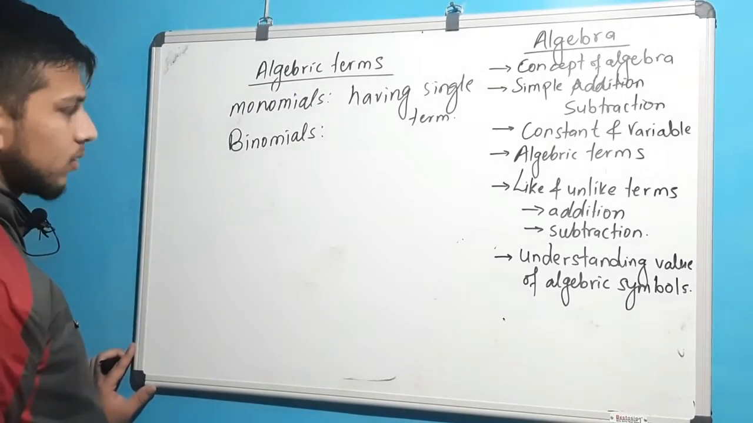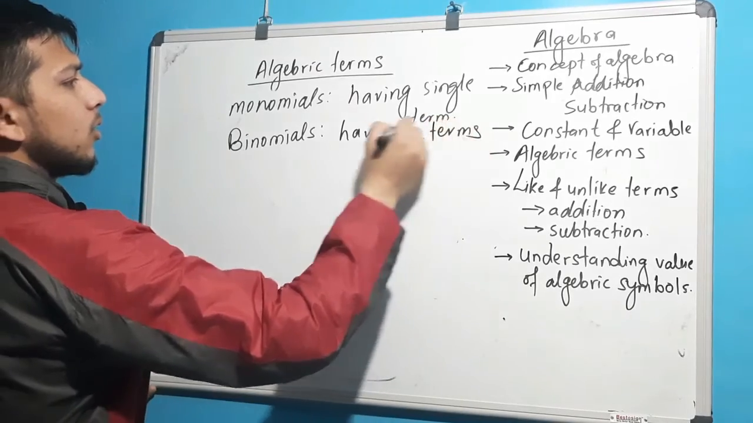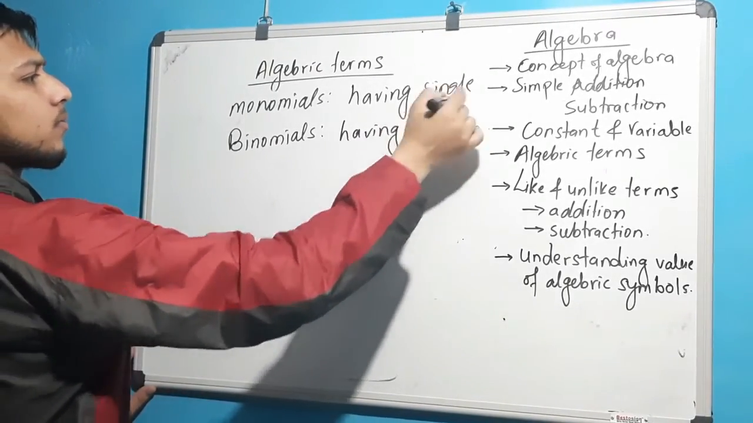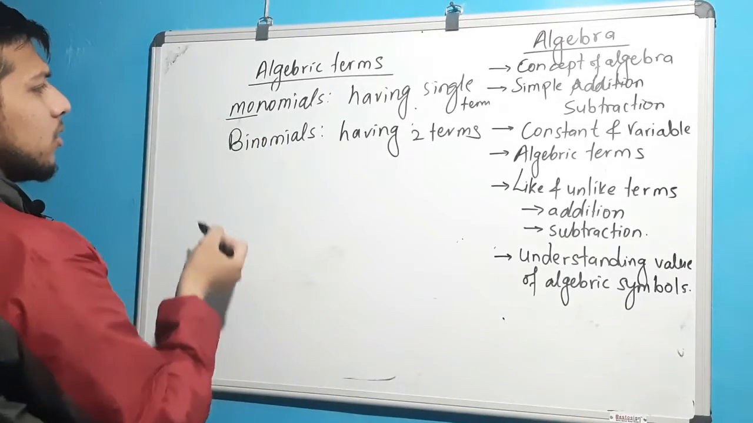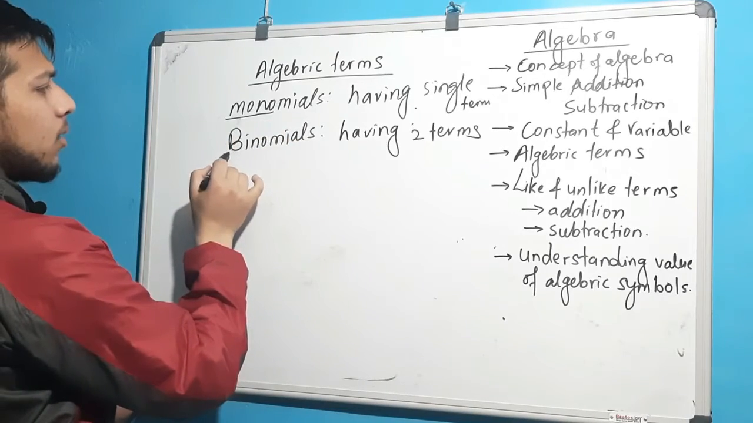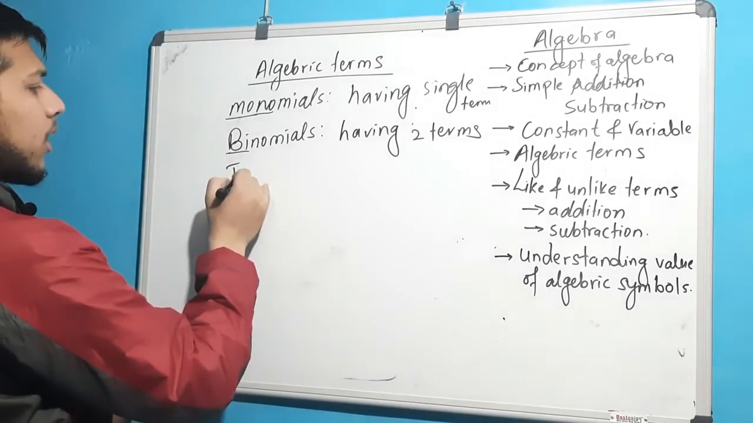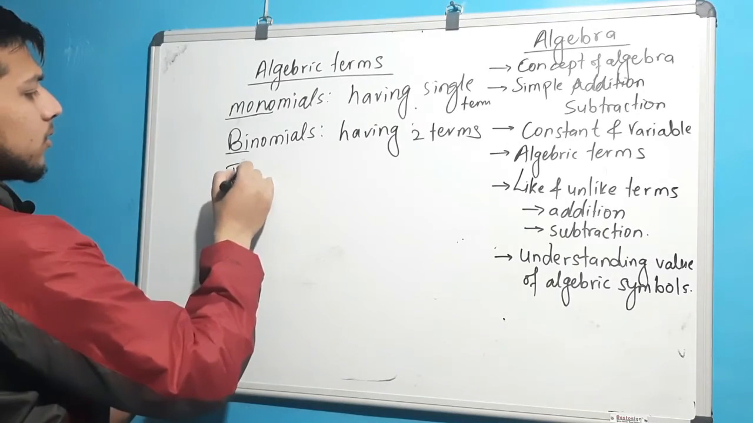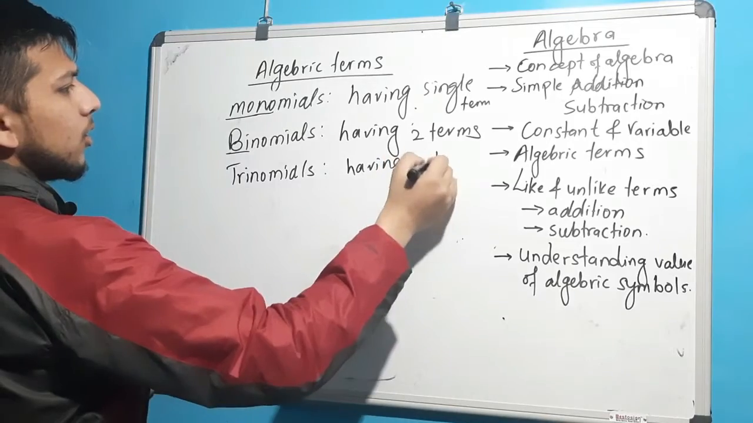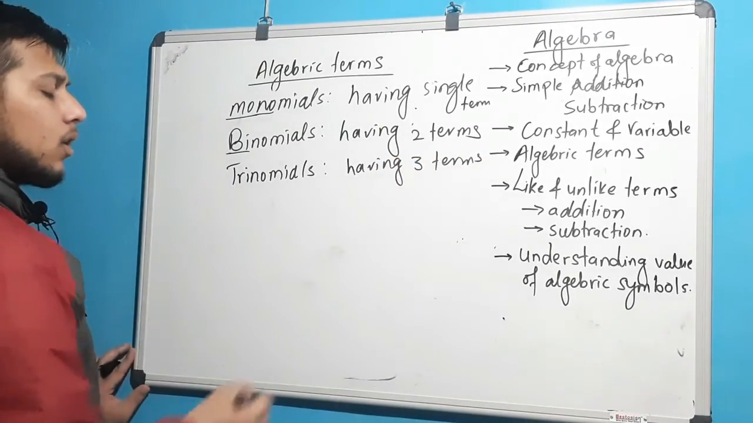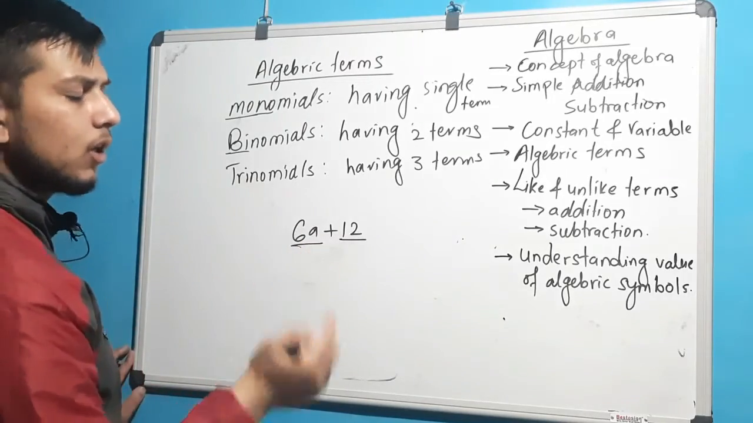What do we mean by binomials? Binomials mean having two terms. You should remember in math and science: mono is always one and bi is two. So binomials have two terms, and tri is three, like a triangle, which has three sides. Trinomials have three terms. Suppose 6a plus 2l: this is the first term and this is the second term, there are two terms, so this is a binomial.